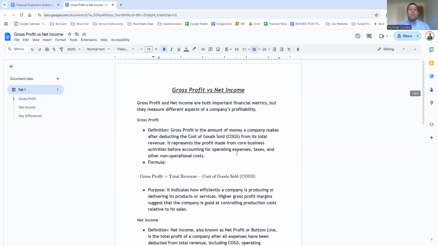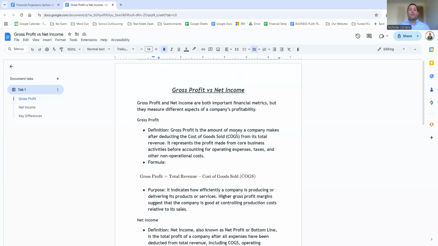Okay, so again, one more time, everyone asks me this question all the time. What is the difference between gross profit and net income? And in short, gross profit only accounts for the cost of goods sold. Net income accounts for all of the business expenses. So for example, if you're selling a widget for $10 and it costs you $5 to manufacture or $5 to import, then your gross margin is 50%.